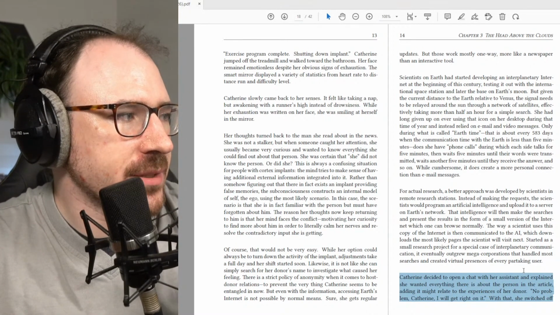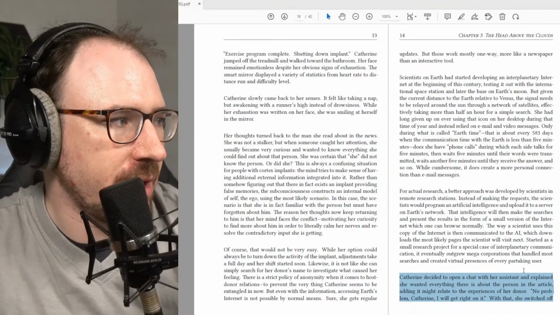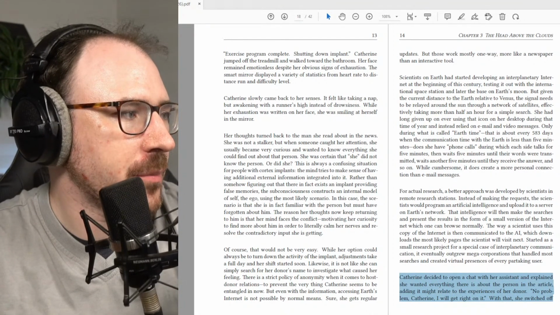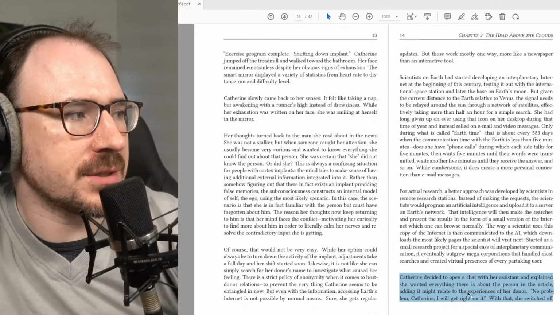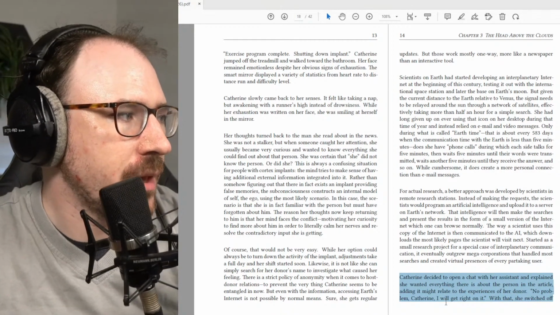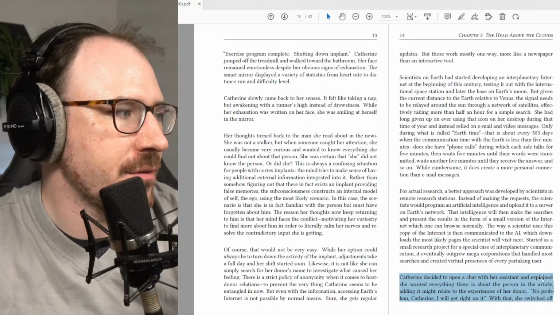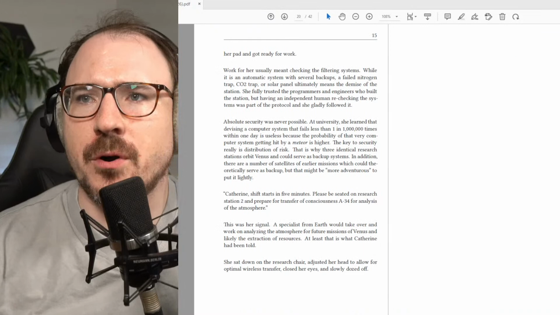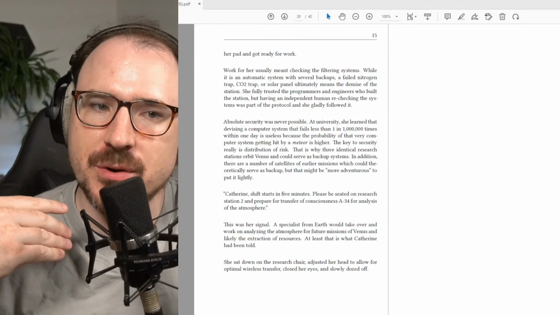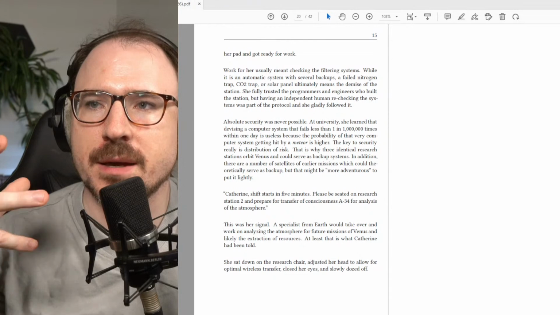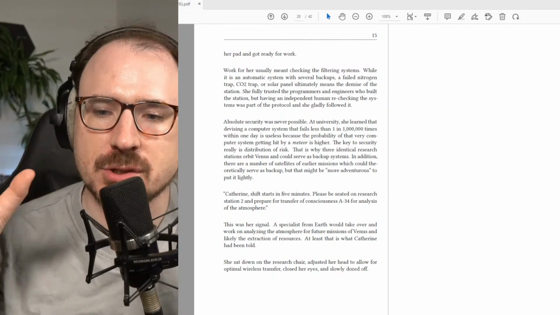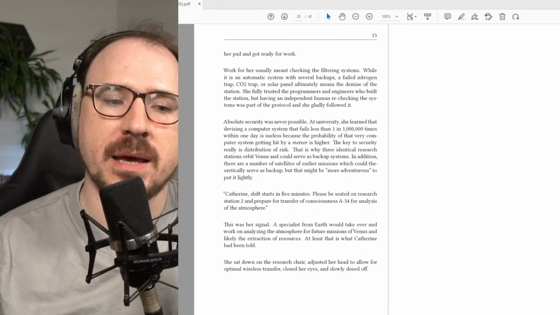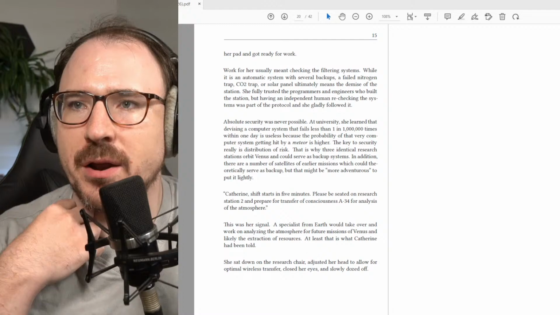Okay, Catherine decided to open the chat with her assistant and explained she wanted everything there is to know about the person in the article, adding it might relate to the experiences of her donor. No problem, Catherine, I'll get right on it. With that, she switched off her pad and got ready for work. Work for her, so again, for work, we could have had the whole work part at the beginning and then have her talk to the AI and then explain the internet. And I did it the other way around.